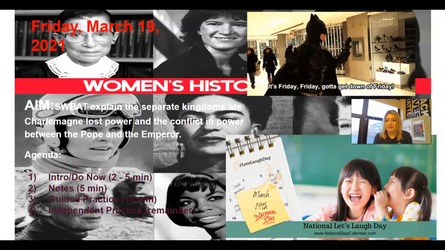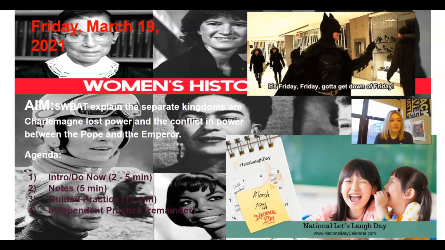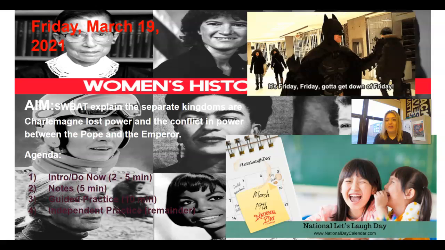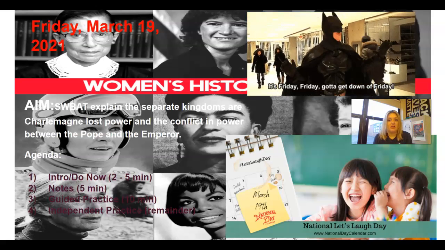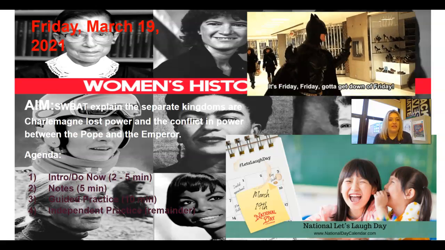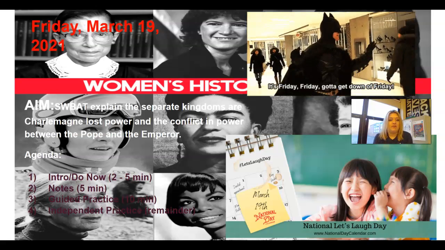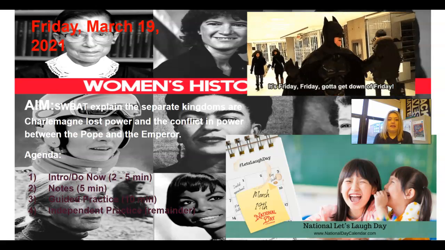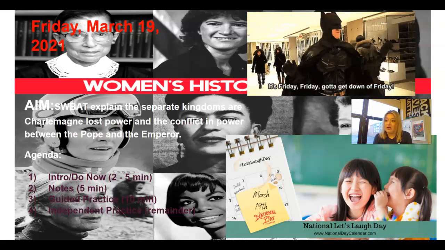The do now will take about 2 to 5 minutes. It's just one multiple choice question that has to do with the relationships between the church and society. A lot of it is kind of a review of what we've already talked about and just analyzing that. We've got just a couple quick notes and then guided practice and independent practice.